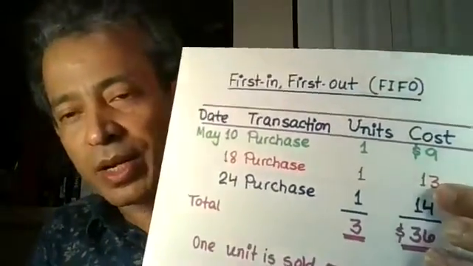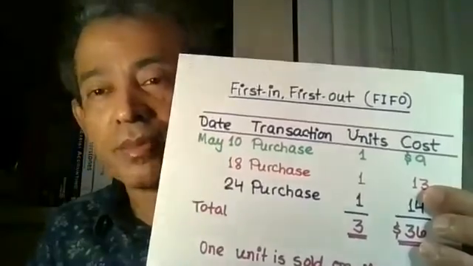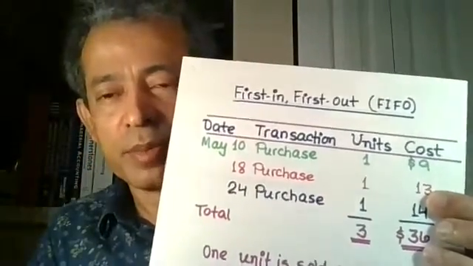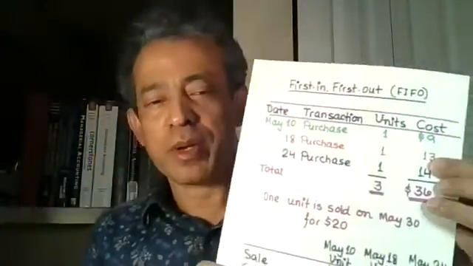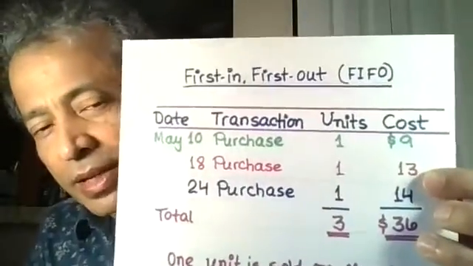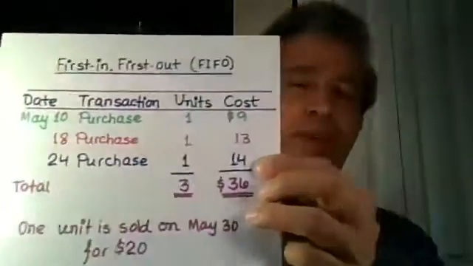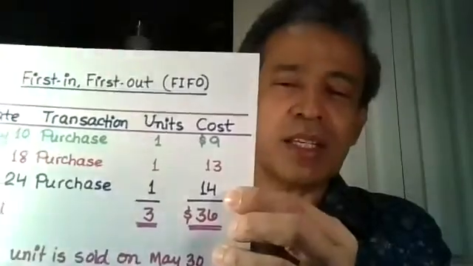But if I sold the second one, then my gross profit comes down to only $7, because my sales is still $20, but my cost of goods sold is 13 here. And if I sold the third one, then my gross profit is only $6. So from a turnover of $20, the profit is ranging from 6 all the way up to $11. Huge volatility here.